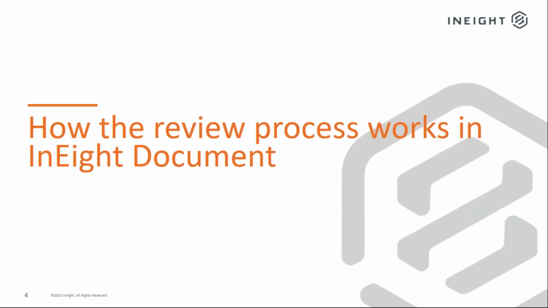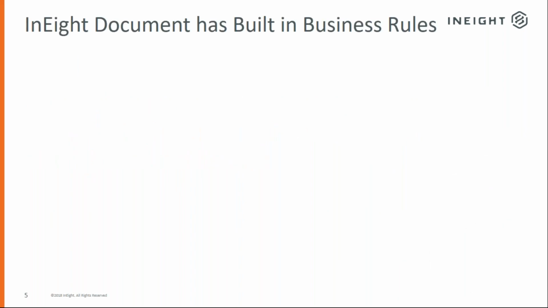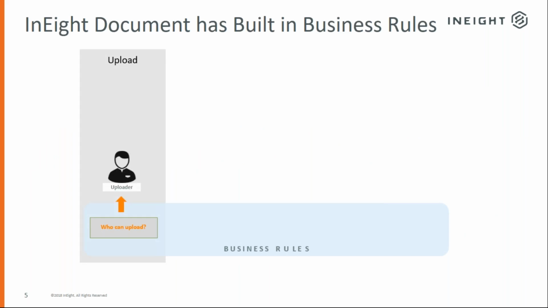So how does this all work within InEight Document? Well, first, we have some built-in business rules that control how items move through the system. Our first business rule is who can actually take an item and publish it into our document register, controlling whether subcontractors or consultants can actually provide us with documentation and in what format.